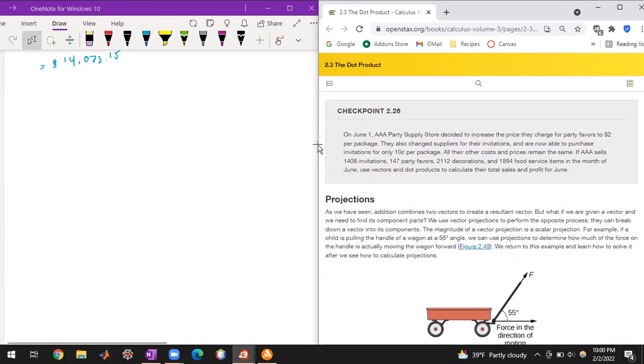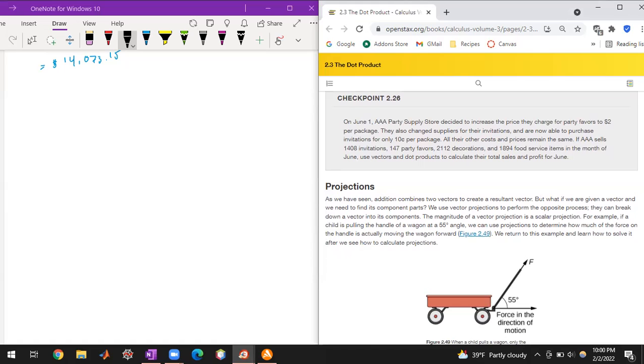Projections. All right, so as we've seen, addition combines two vectors to create a resultant vector. But what if instead we're given a vector and we need to find its component parts? So we can use vector projections to perform the opposite process, breaking down a vector into its components. So the magnitude of a vector projection is a scalar projection.